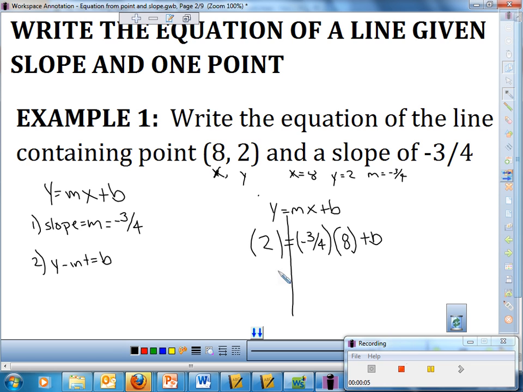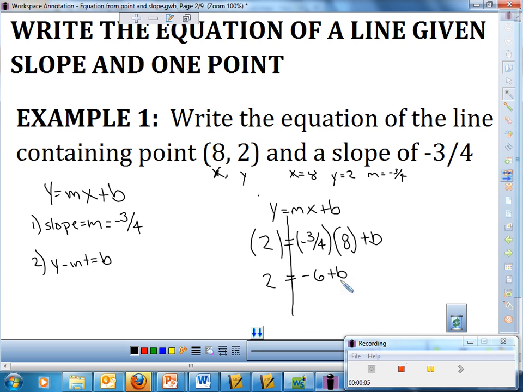Okay, so now I have some simplifying I can do. I see that over here I just have a 2, and there's nothing around it, so I'm going to drop my parentheses. Here I have -3/4 times 8. Well, -3/4 times 8 is -6. And I drop my parentheses because I multiplied those together. And I haven't done anything with my b, so I'm going to put plus b.